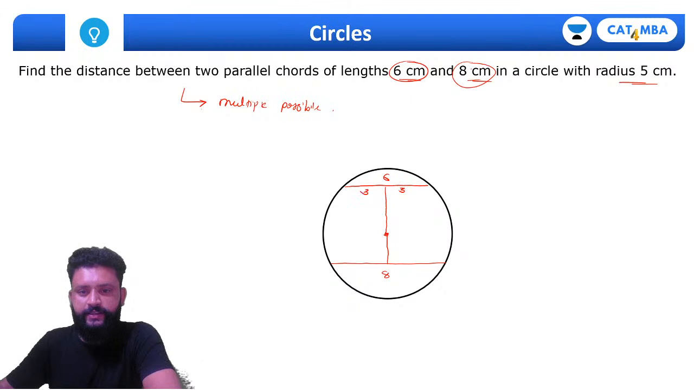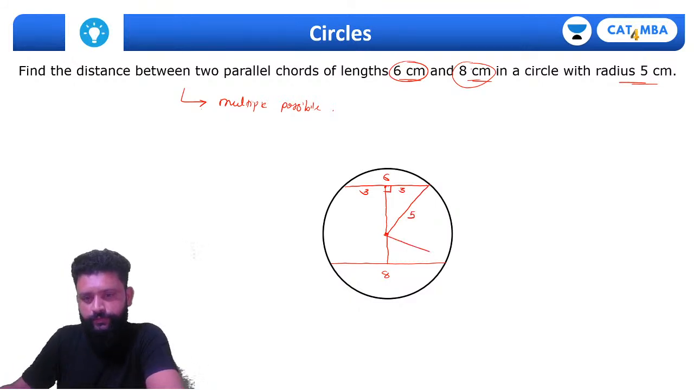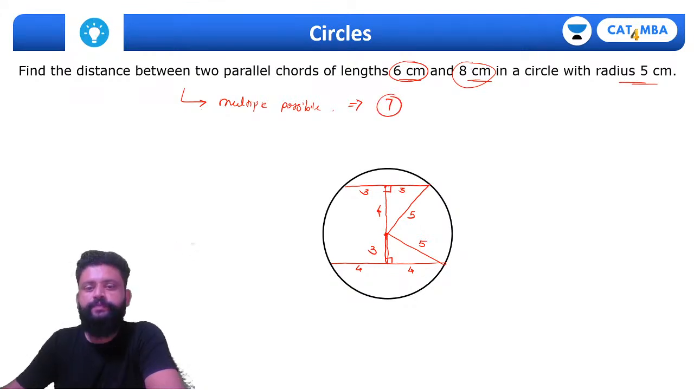ये definitely 3 होगा, ये 3 होगा because कॉर्ड पर perpendicular जो है वो bisect करता है कॉर्ड को. This radius is 5. Simple basic Pythagoras triplet है यहाँ पे. So this is 5, this is 4, 4, and so what is the basic Pythagoras triplet, guys? 25 square. यहाँ पे आएगा 3 और यहाँ पे आएगा 4. So distance is 4 plus 3, that is 7.